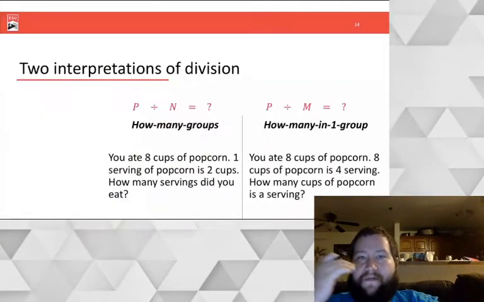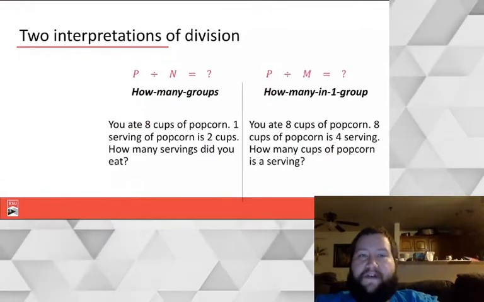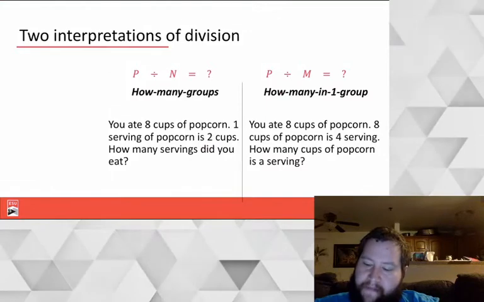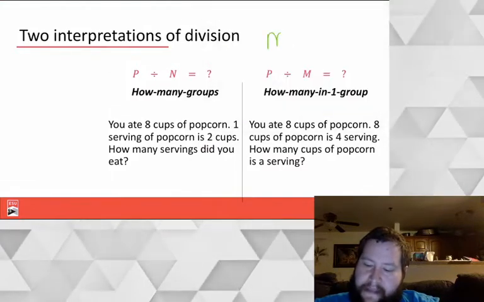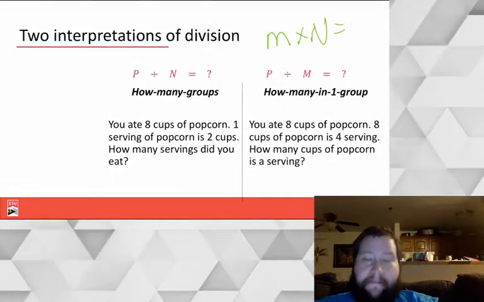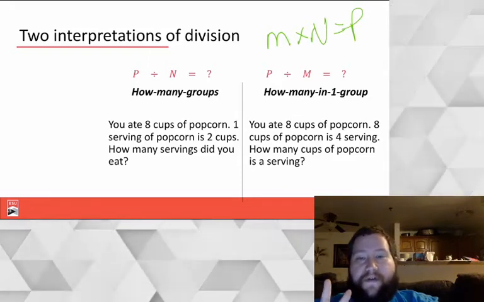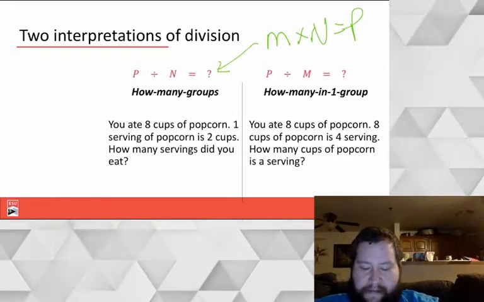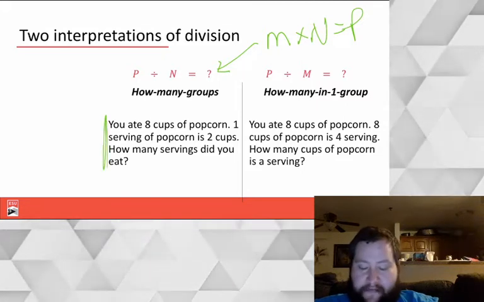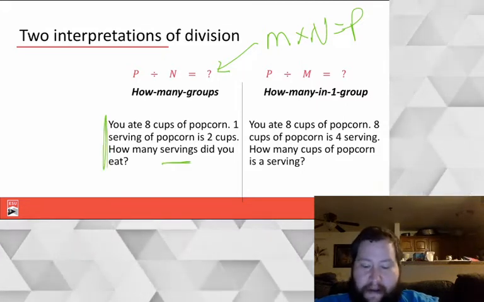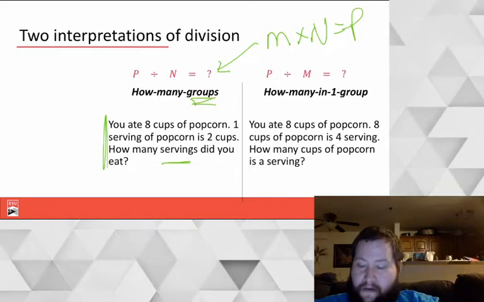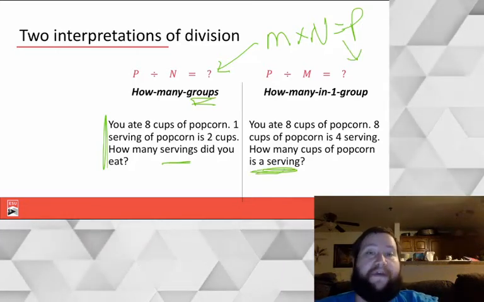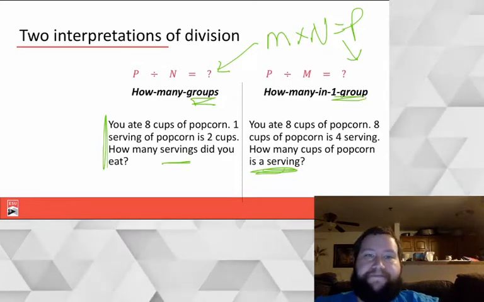And so just to summarize, putting them next to each other: if m times n equals p, we have two interpretations for division. That is p divided by n, which was this, how many servings, or how many groups, or here, how many is a serving. So we're looking for the size of one group.